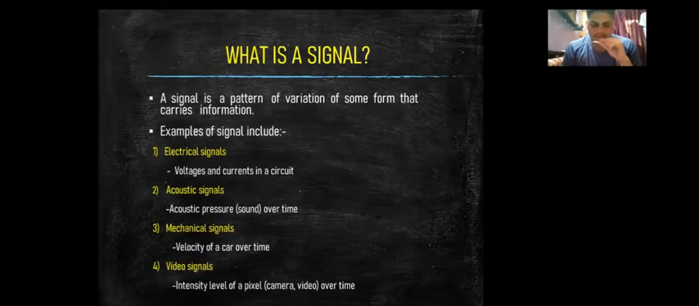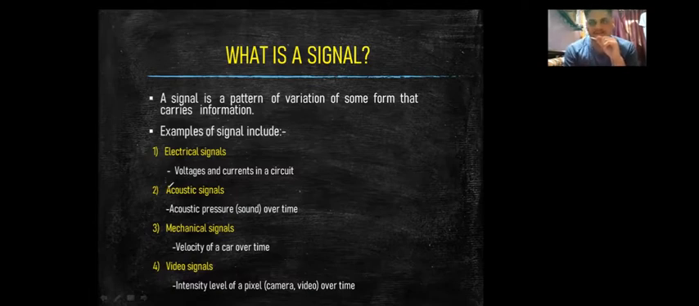So before knowing anything about a topic, we must know what that topic is. So let's understand what is a signal. A signal is a pattern of variation of some form that carries information. Basically, examples are waves which travel from point A to point B carrying a certain amount of information. Other examples include electrical signals, acoustic signals, mechanical signals, and video signals.